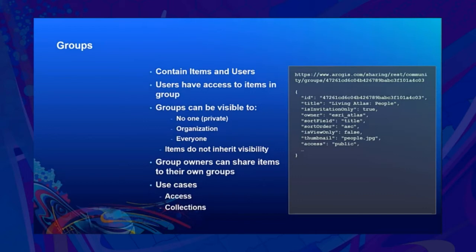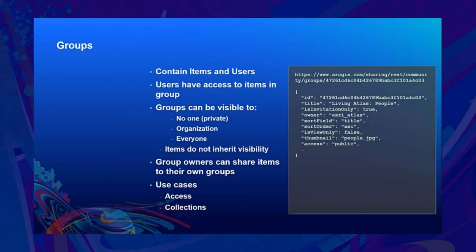So let's talk a little bit about groups in ArcGIS Online. Groups contain both items and users, and it's a logical way to assign privileges to individuals, sort of like the Windows model, where you would create a group, and instead of individually assigning users access to items, you assign groups access to items, and it makes administration considerably easier to be able to do that at that bucket level there. So users have access to items that participate in a group, and you can have as many groups as you'd like there.